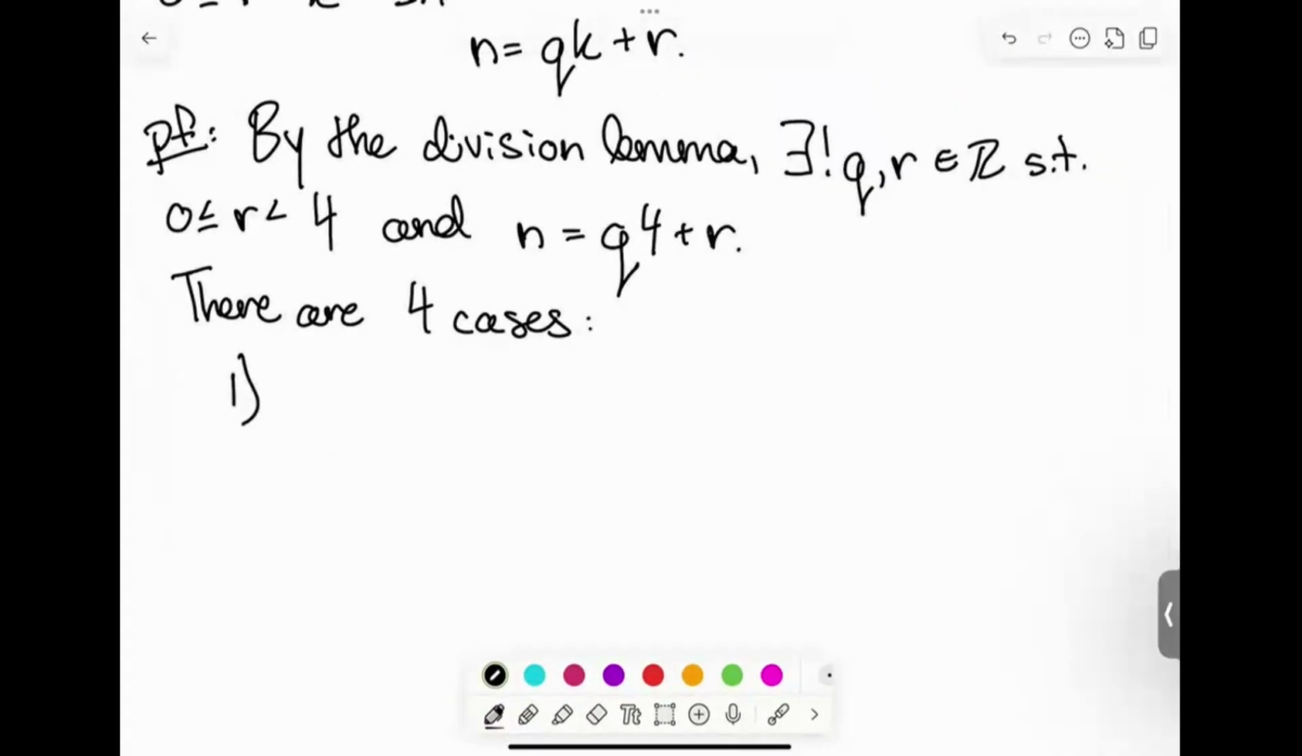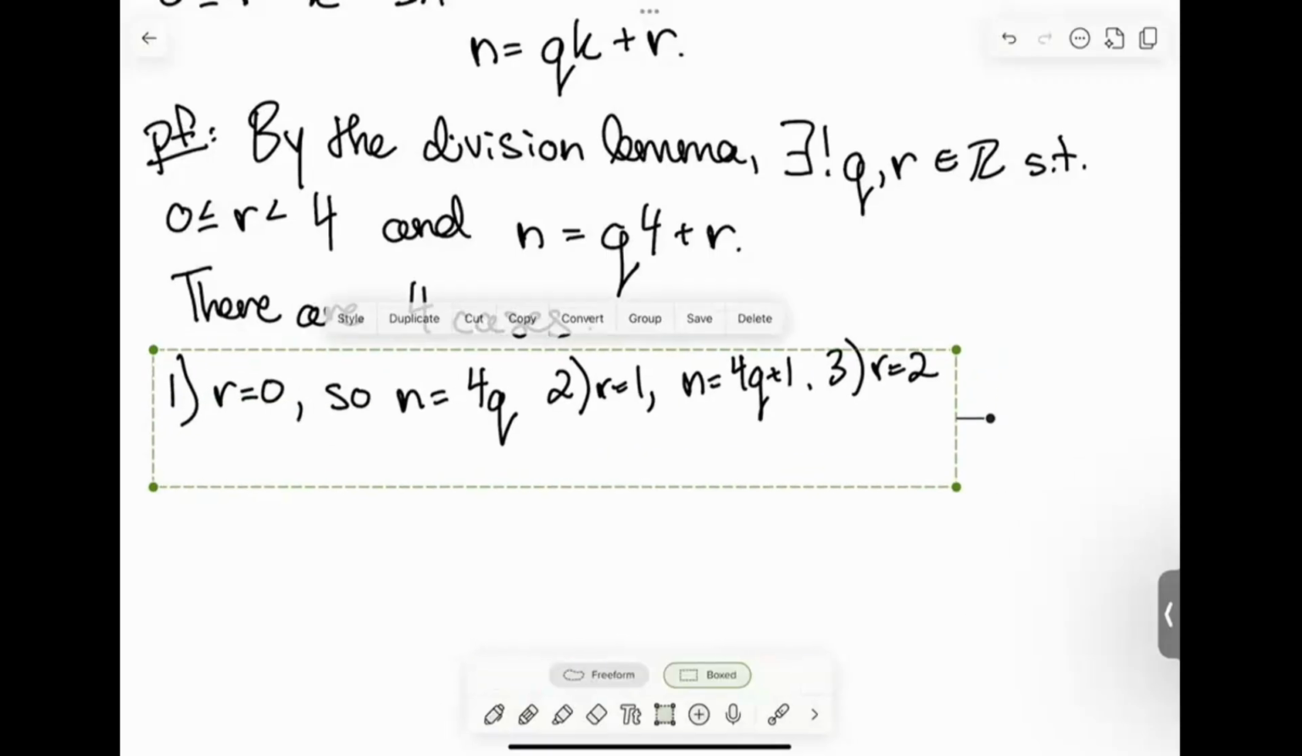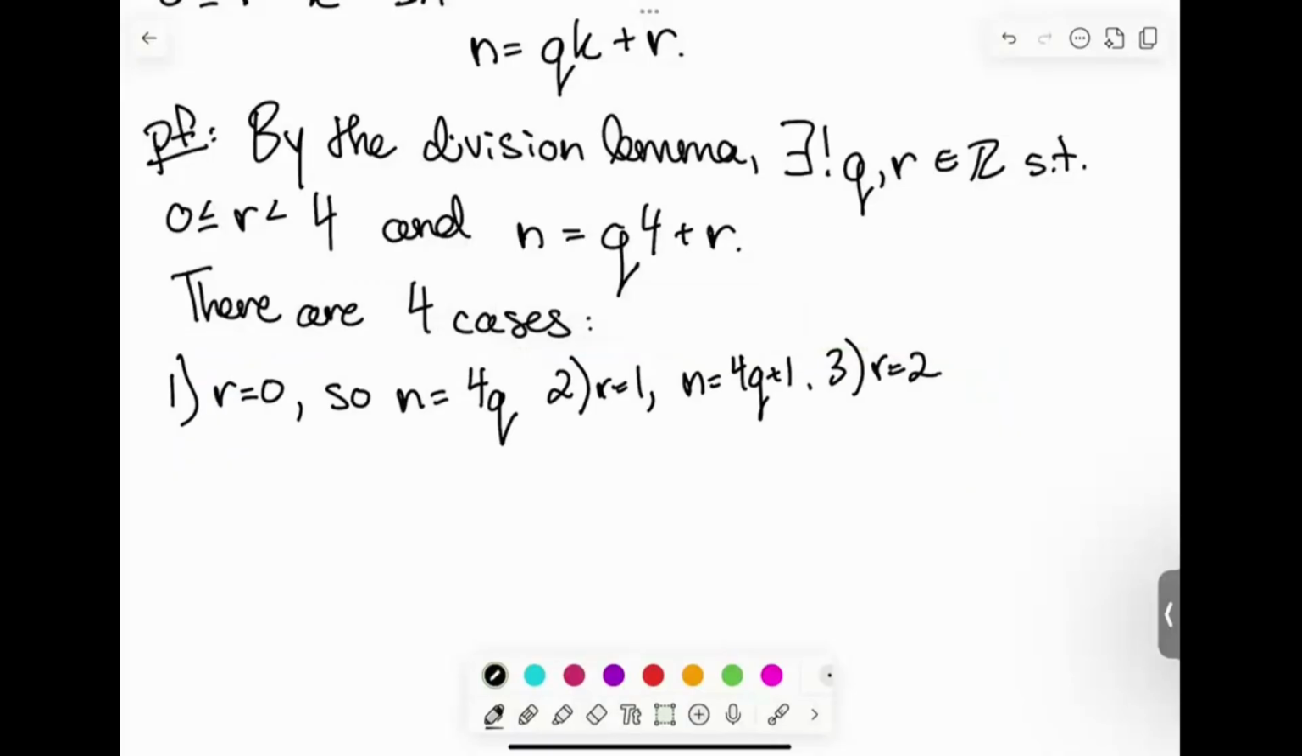One, where r equals 0. Right, so n equals 4q. Two, r equals 1. So n equals 4q plus 1. Three, r equals 2. So n equals 4q plus 2. And last but not least, r equals 3.